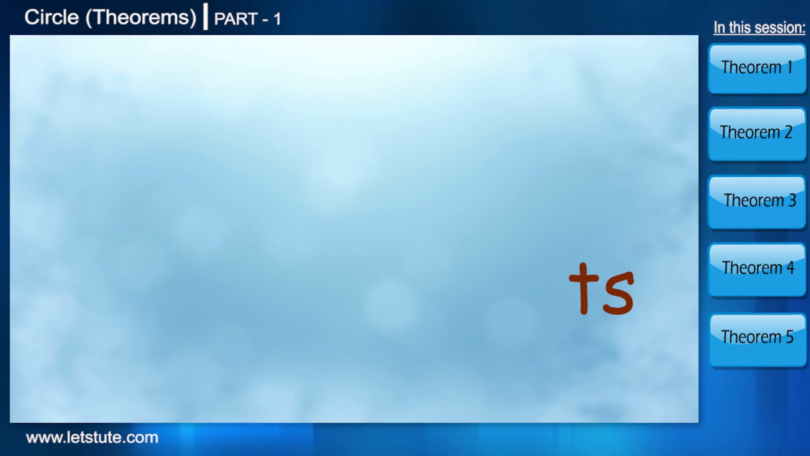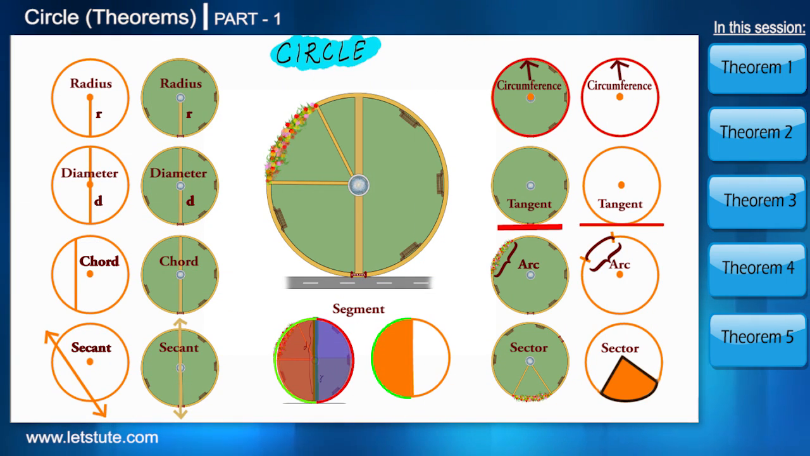So, let's start with basic concepts and terms related to a circle itself. Well, we can see in this chart a circle has a radius, diameter, sector, segment, chord, secant and arc. We will be using these terms very frequently in this session, so please do understand the meaning of each term.